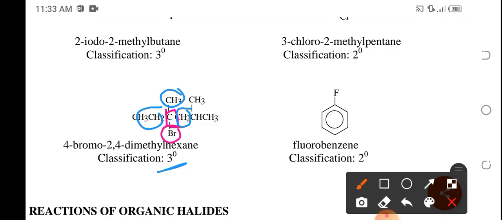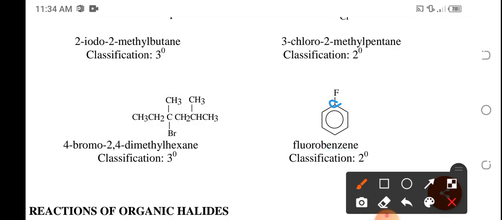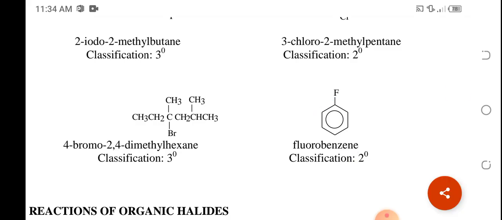For this one, it's fluorobenzene. This is the benzene ring, and that's the fluorine. Take note of the spelling, fluoro. This is classified as secondary because this is the reference, and this is attached to that carbon atom in the benzene ring. However, that carbon atom is bonded to 2 other carbon atoms, so that makes it secondary.